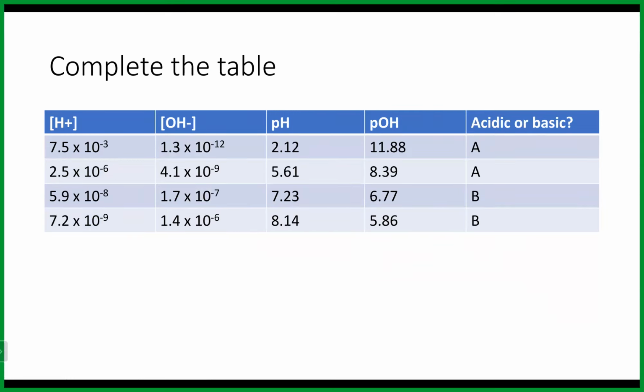And then with the final column, acidic or basic, just remember less than 7 is going to be acids in terms of pH. Greater than 7 is going to be the bases. So those first two are going to be describing acidic solutions, since they have pHs in the 2 and 5 range. And then the bases will be the second two, just because those are both above 7 for the pH. And one way you can remember that is just acid comes before base in the alphabet.